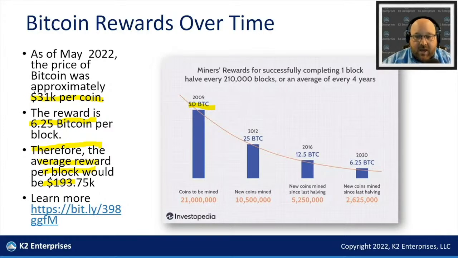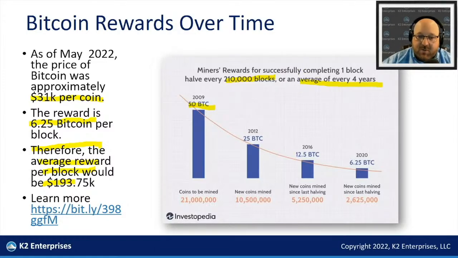The reason being is that there's an upper supply limit of Bitcoin of 21 million. So they're slowing the introduction of new Bitcoin into the market continuously. So the reward that you get for solving one block halves every 200,000 blocks, give or take. And it's about every 4 years that the reward will go down.